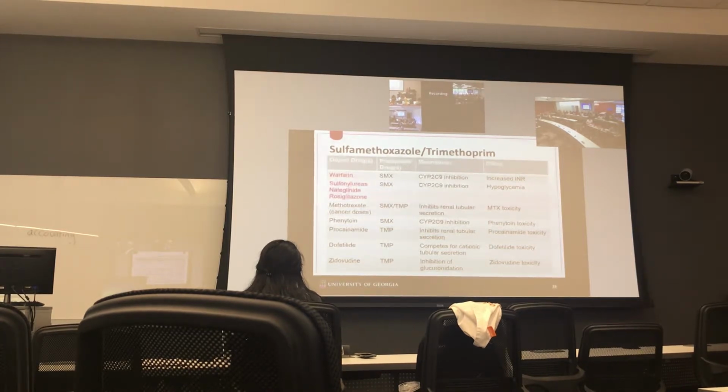So we talked about NRTIs having some class-wide adverse effects. With zidovudine, one in particular that we worry about is anemia. So this interaction could lead to significant anemia due to zidovudine toxicity.